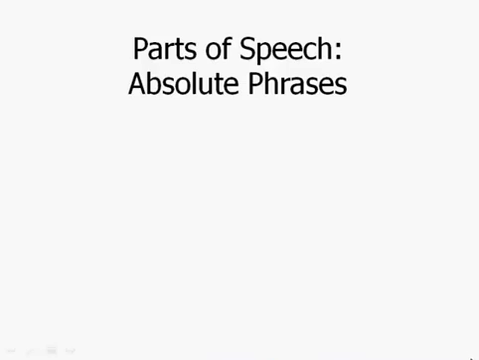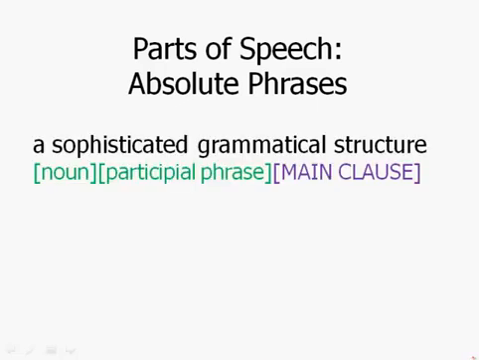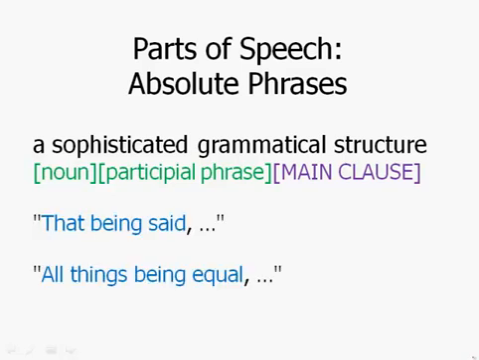This video is about another sophisticated grammatical form called an absolute phrase. An absolute phrase consists of a noun plus a participial phrase. And this absolute phrase stands outside the main clause. So it could come before the main clause, it could come after the main clause. Two very common absolute phrases you may hear in everyday speech: that being said, that's an example of an absolute phrase.